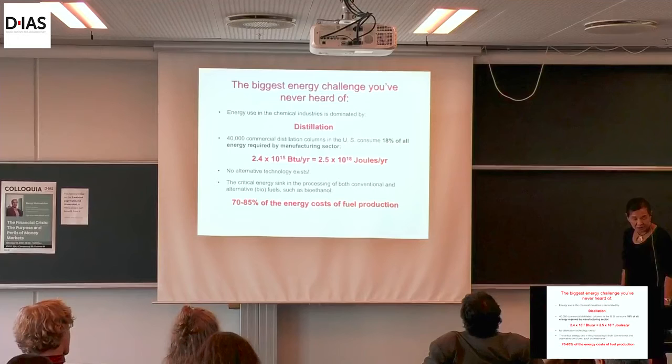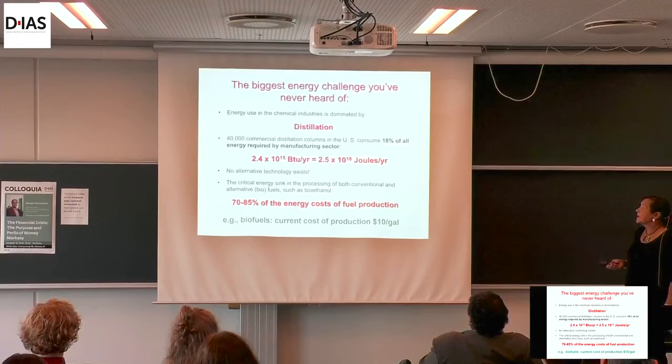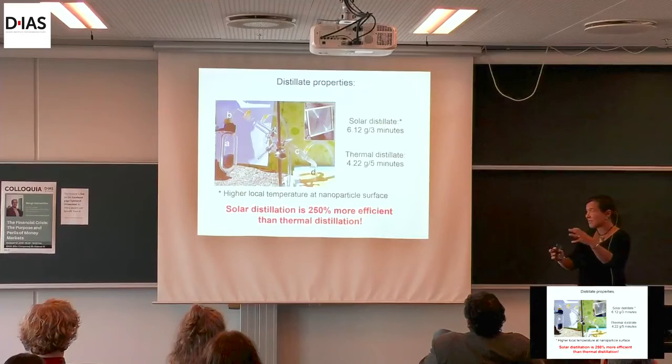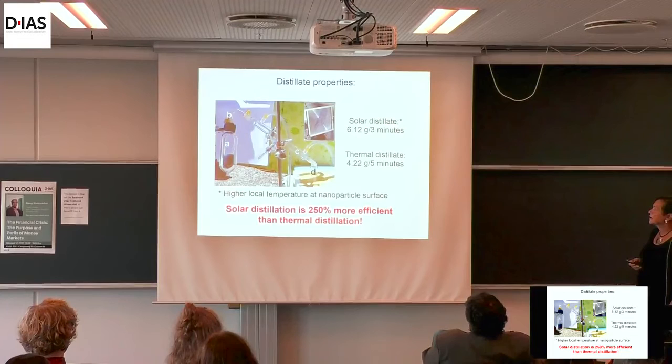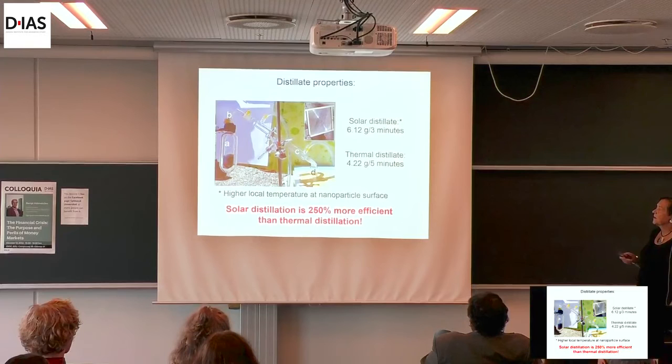And so we did a very simple experiment, where we went outside and we put our nanoparticles in sunlight, and instead of shining this on water, we shone this on a water ethanol mixture. And we compared it to a thermal source, and we found that we had a much, much greater amount of distillate in a shorter period of time, which we thought, well, this is quite interesting. So when we compared it carefully with the equivalent experiment with a thermal source, we found that this was actually a much more efficient process.